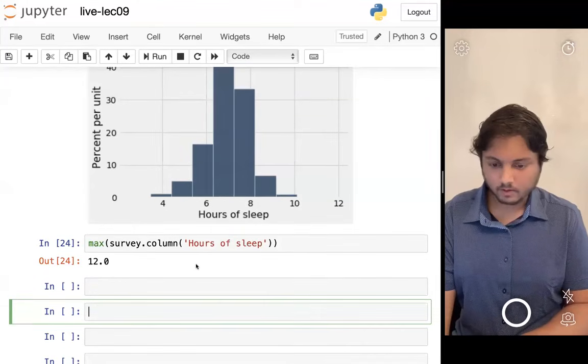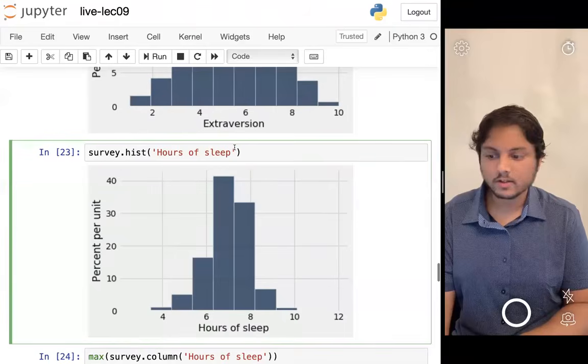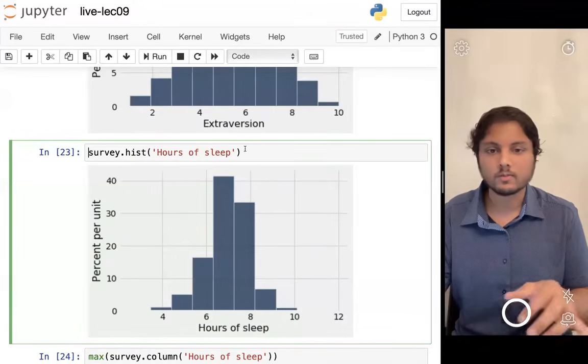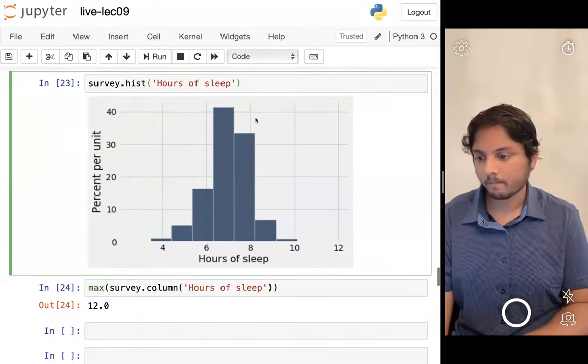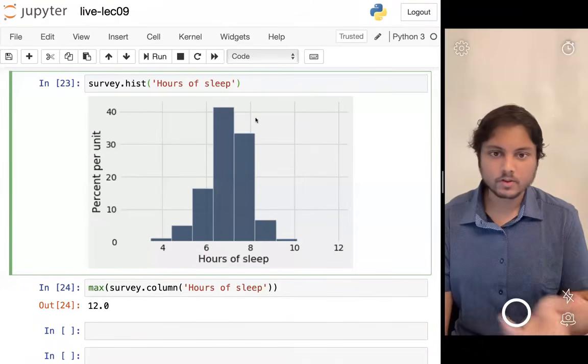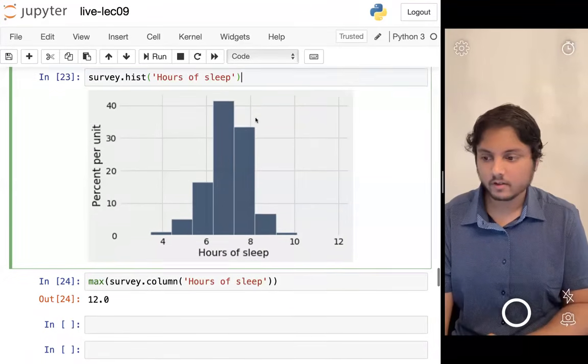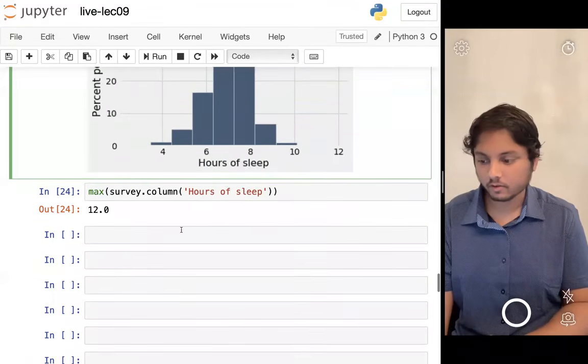Can the range be edited? The range cannot be edited if you just specify histogram like this. Then it's just going to do the range for you. There are ways to adjust the range manually, but that's a little beyond the scope of the class. Another way to do it is to specify the bins yourself. If you specify the bins yourself, then you can also control the range that way.